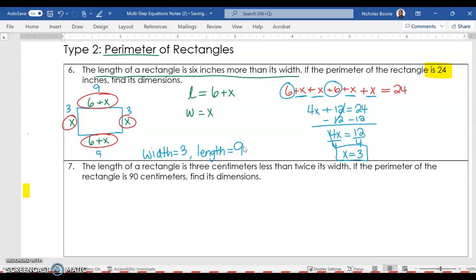Also in this case, it's important. They told us we're using inches, so we want to make sure we include our unit. Okay? But that is your answer. The width is 3, the length is 9. So all you're doing is putting together that information in order to find your answer.